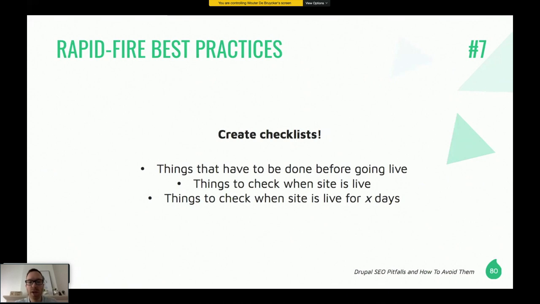Next up, you want to create some checklists. This is common knowledge, I think, but you should keep a checklist handy for things that have to be done before you go live, things you have to check just when the site went live, and things to check when the site is live for an amount of days. For example, the peaks in Google Analytics and things like that, follow that up once every 7 days or so in the first days after launch. And really go over these checklists, either in dev or in SEO. These are important things to follow up on because small things could have a big impact in SEO. So follow up on these.